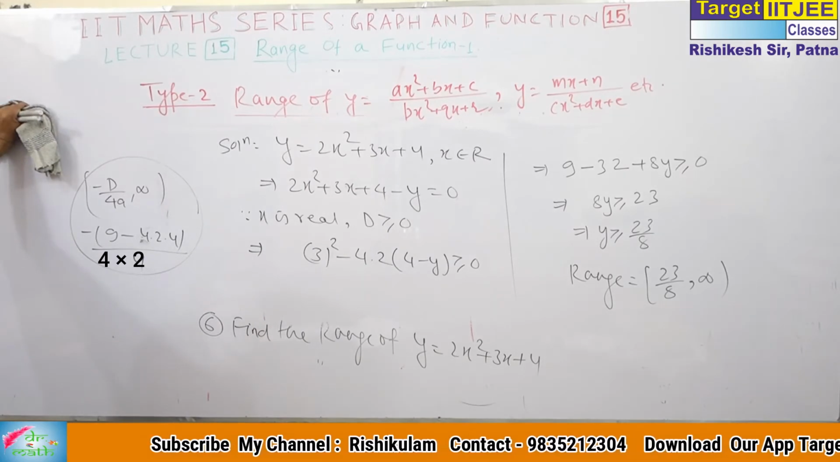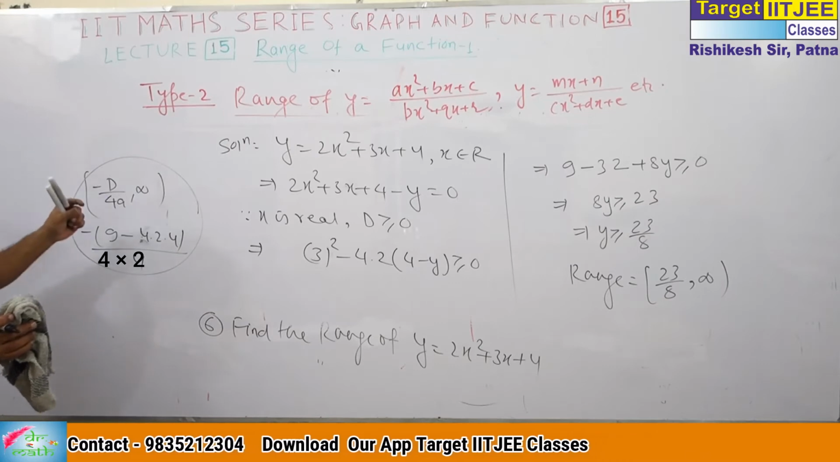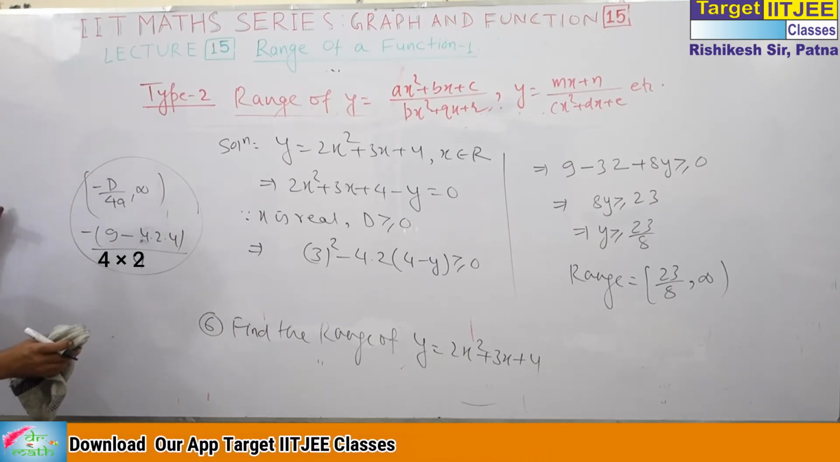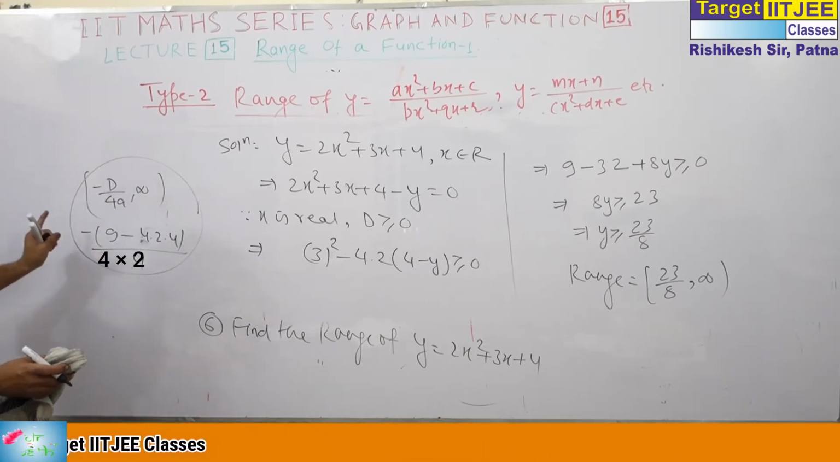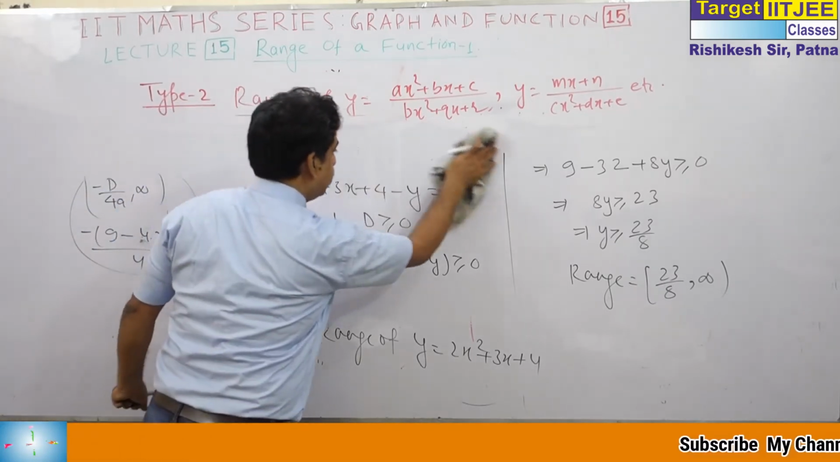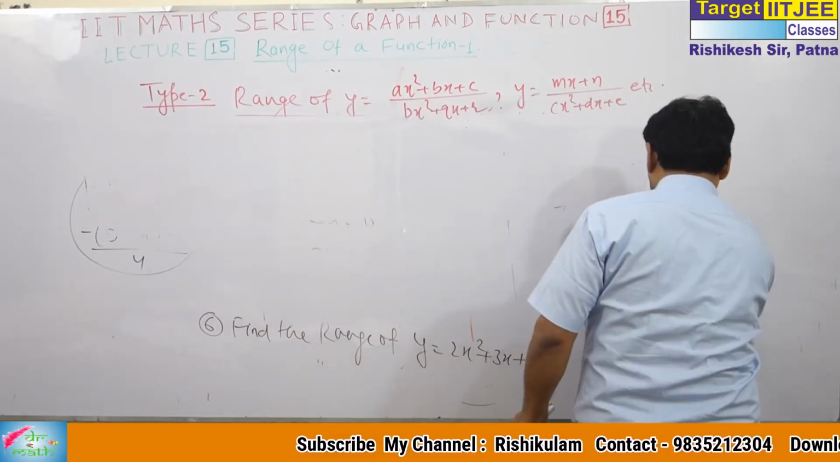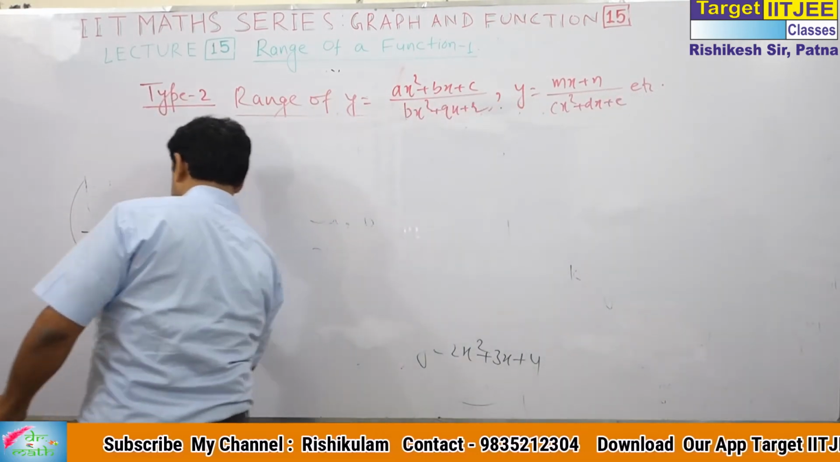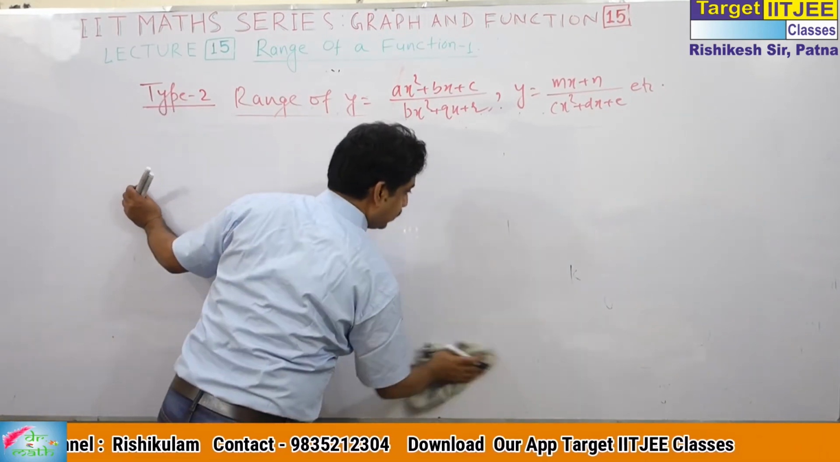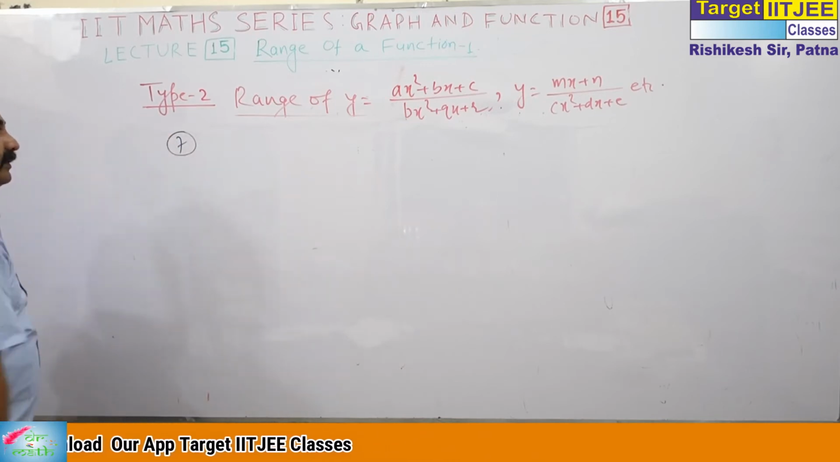Range of this. Now, let me erase all the points and come to a question. This is the process. This is the direct method. You will go for this if there is a pure quadratic. Now see. The question is my favorite. Remember I have done it.